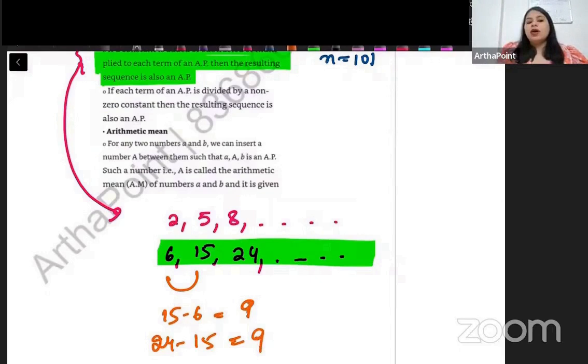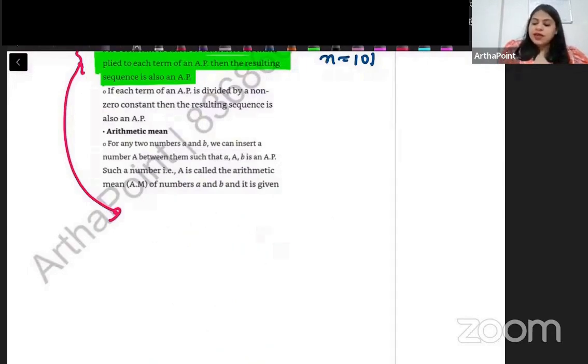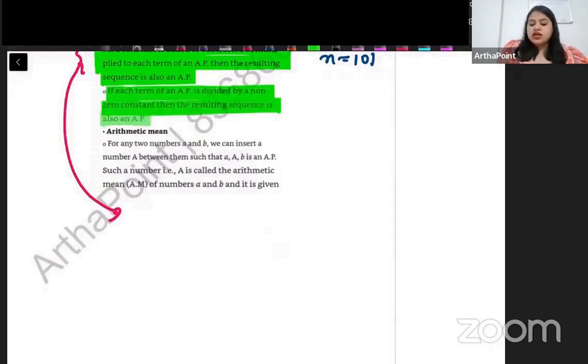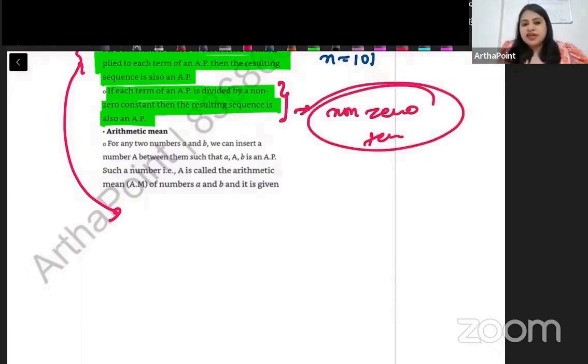So you will get the corresponding AP as well. That's the property. Second, if each term of an AP is divided by a non-zero constant, then the resulting sequence is also an AP. Again, it holds for addition, subtraction, multiplication and division. But when you divide, you should be dividing by a non-zero term. बस यही जरूरी है. Zero से तो divide नहीं कर सकते है ना. So you should be dividing by a non-zero number.